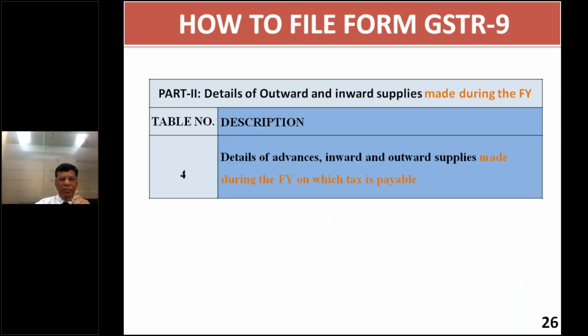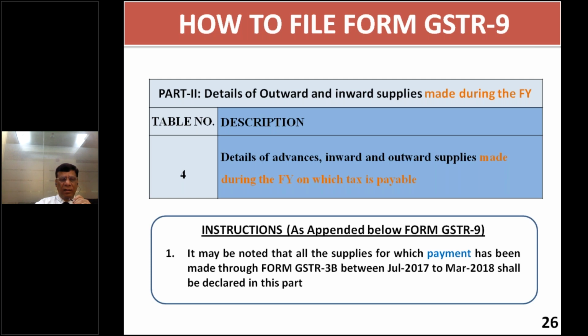This is instruction number 2, and then this instruction is also contained below table 4, which is just the title of the table. Sub-tables are yet to be started to be filled. Here it is written that it may be noted that all the supplies for which payment has been made through Form GSTR 3B between July 2017 to March 2018 shall be declared in this part. So these two instructions, which are of general nature, are in contradiction to each other.